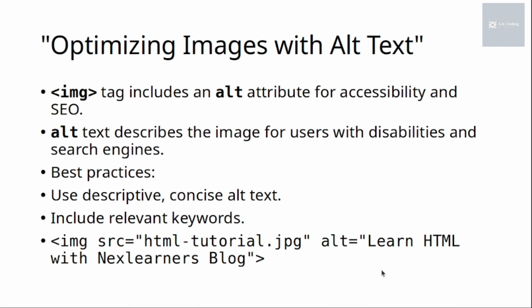So you know what an image is and what an alt attribute is. The image gives a visual to your website, and the alt attribute shows the text of the image if the image is not available. So it is an attribute for accessibility, and SEO is essential. So alt text describes the image for users with disabilities and for search engines.